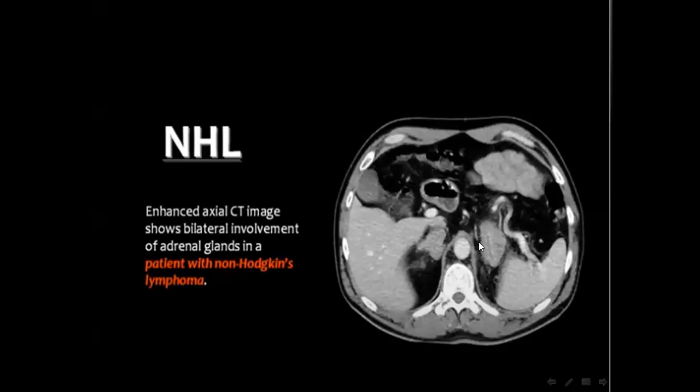This is a case of bilateral non-Hodgkin lymphoma. Enhanced axial CT scan image shows bilateral involvement of the adrenal glands in a patient with non-Hodgkin lymphoma.